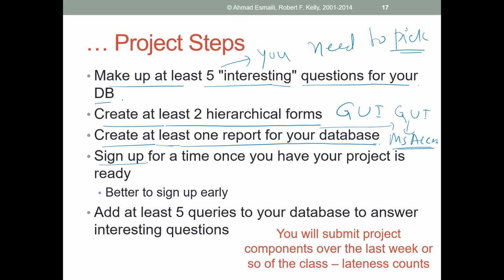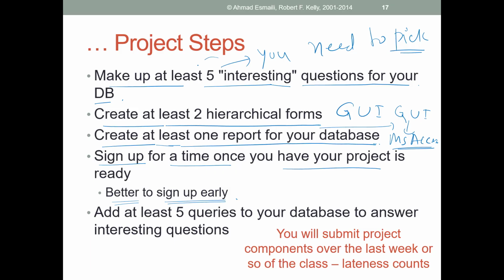So the sign up sheet will be available from there. You'll have to pick up a time and you will have your project ready for presentation. And it is always advisable that you should sign up early so that you do get the slot.